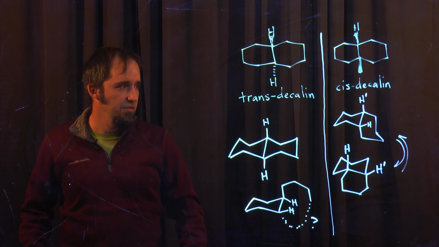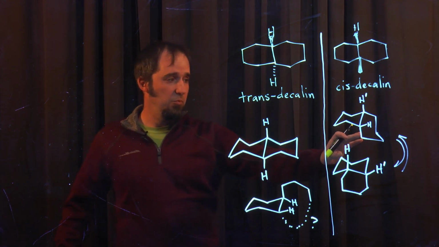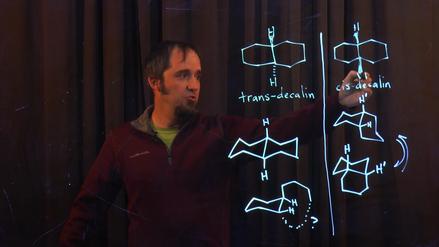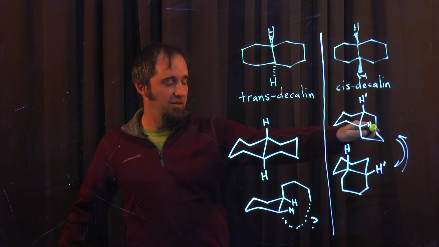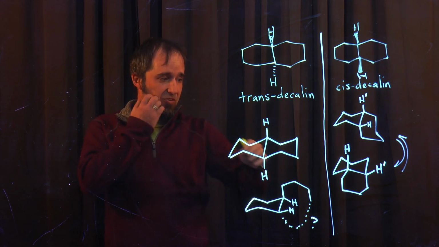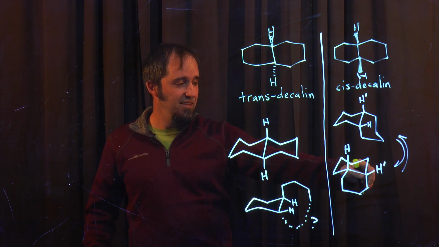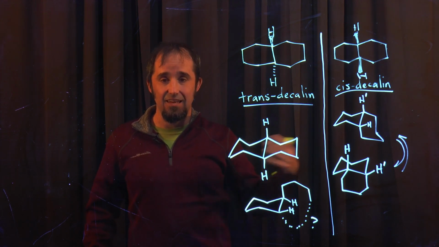So here's the difference. If I look at cisdecalin, I can still ring flip there. So here I've got these two hydrogens, let's say both up. So this is up in equatorial. This little H prime is up in axial. If I ring flip those, they simply change places, and I can still draw that. So cisdecalins can ring flip, but transdecalins cannot.